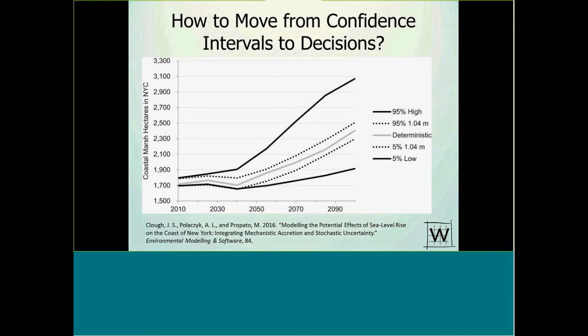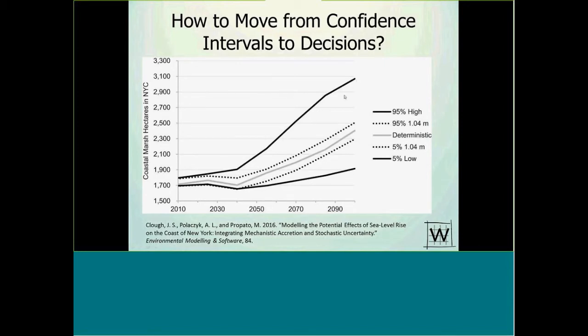So then the next question we come to is how to move from confidence intervals to decisions. This was a result of our previous SLAMM project for New York City, looking at coastal marsh hectares. This is assuming that marshes are allowed to migrate onto dry land. But you can see there's a very large uncertainty here in 2100. Are marsh levels going to remain about the same? Are they actually going to increase because of the cases of migration?